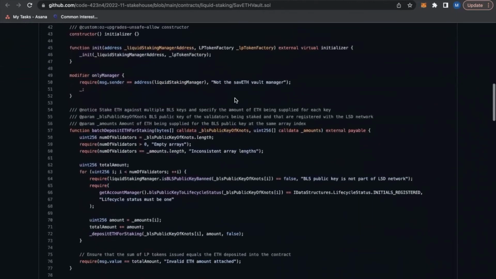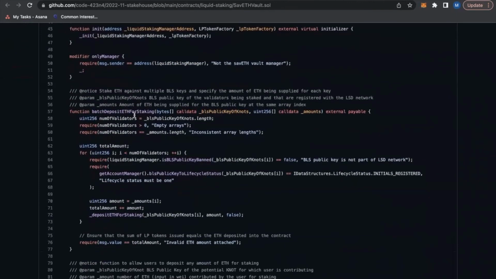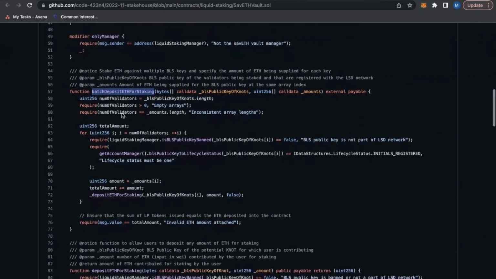Right. Okay. Here is the batch deposit ETH for staking function. This was called by the giant pool. The idea behind the giant pool was that you can stake any BLS public key spread across any LSD network. But say that I don't want to do that, and I'd rather interact with a single liquid staking network. So I'd come to this function.